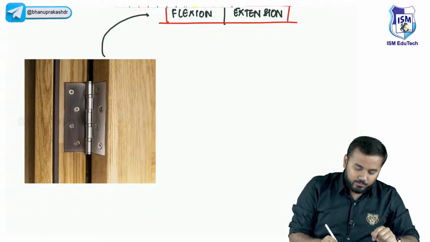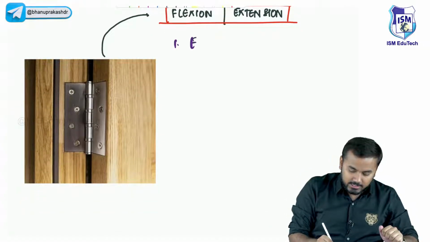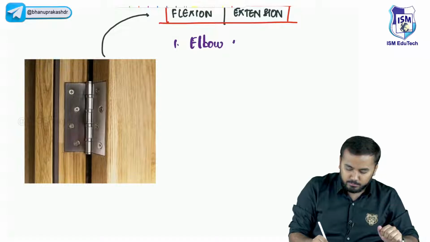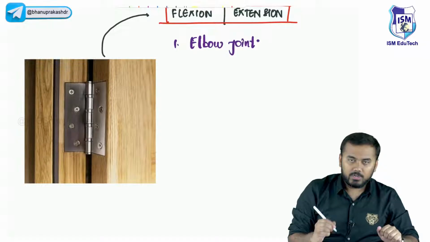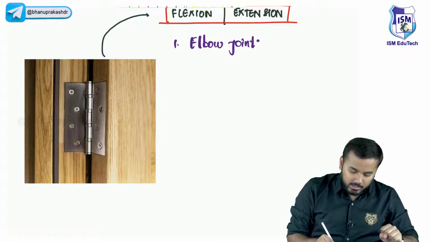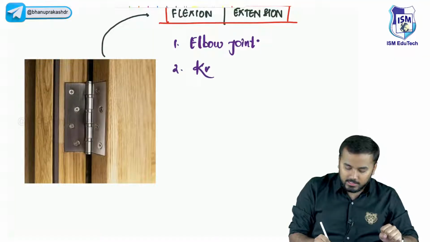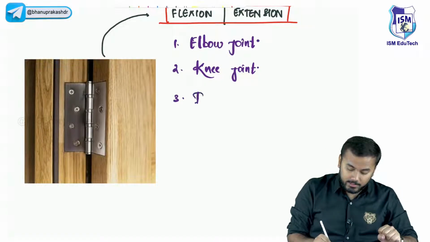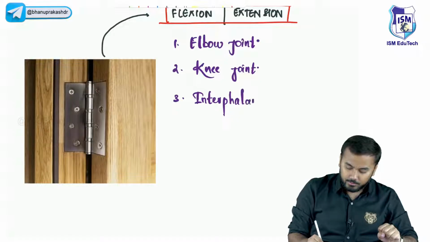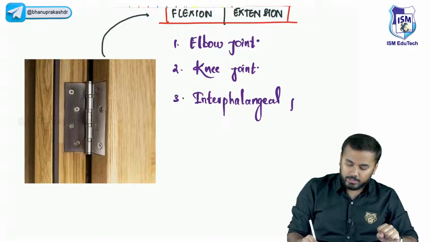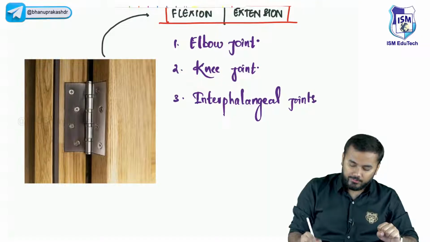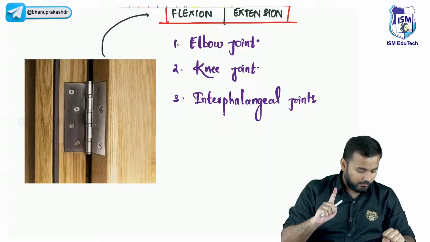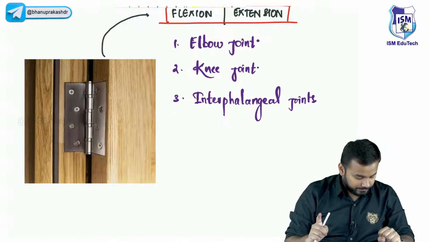Okay, chalo. So the examples: the first example is the elbow joint. The second example is the knee joint. And the third important example is the interphalangeal joints. I hope all of you understood.